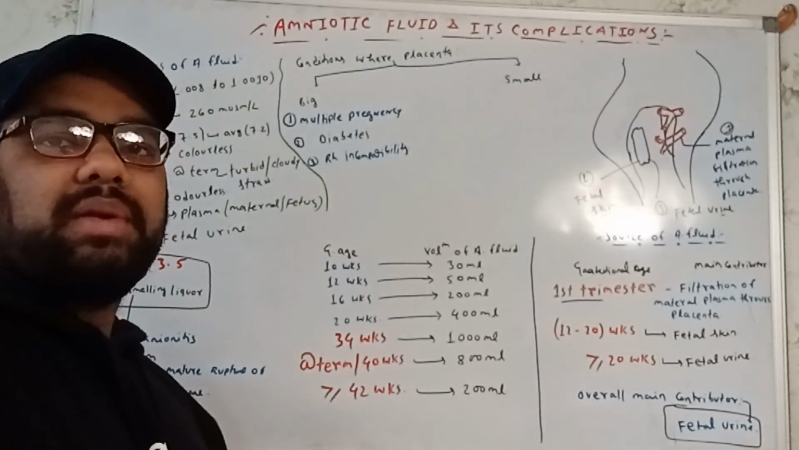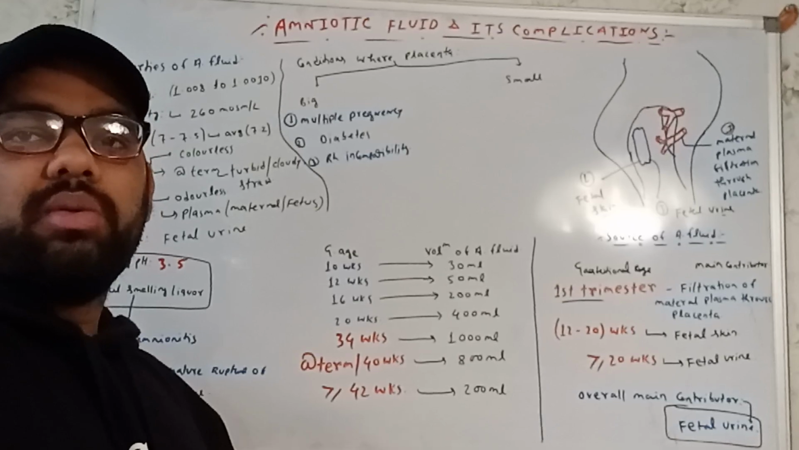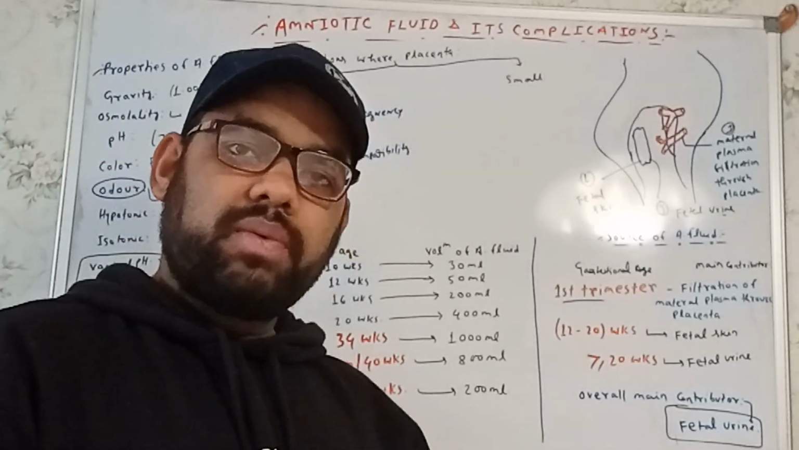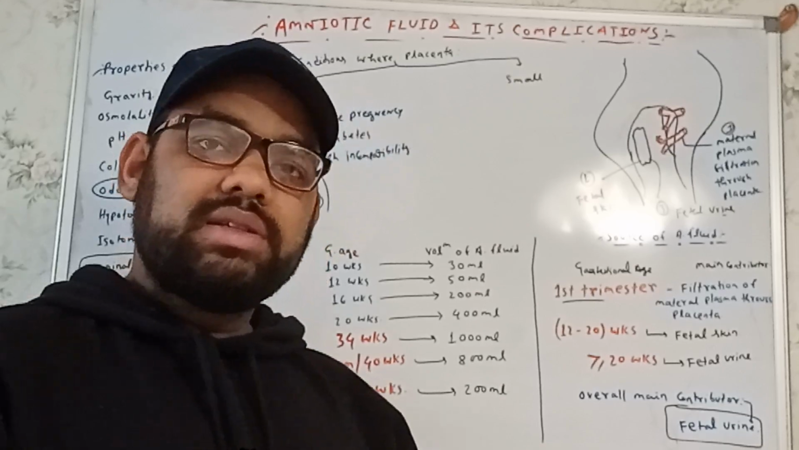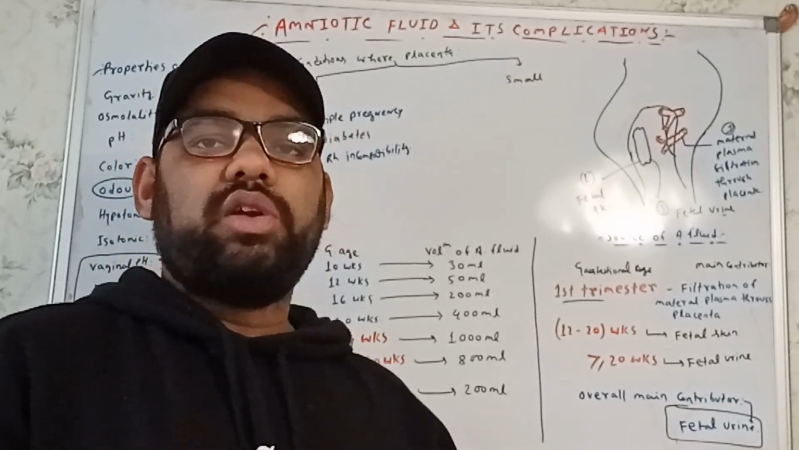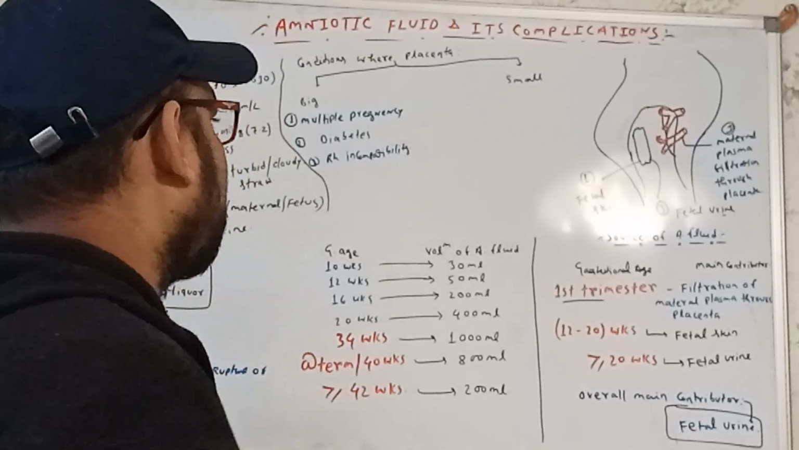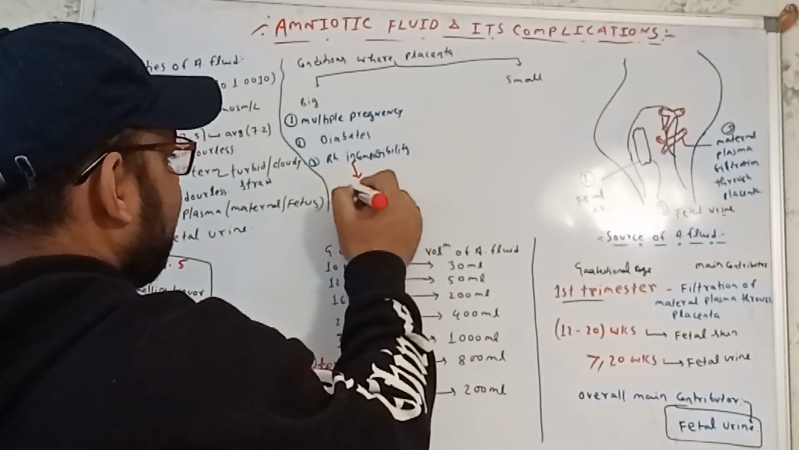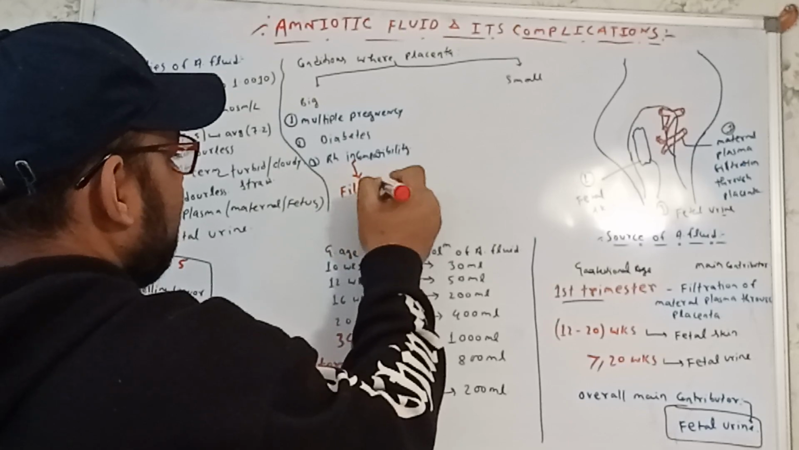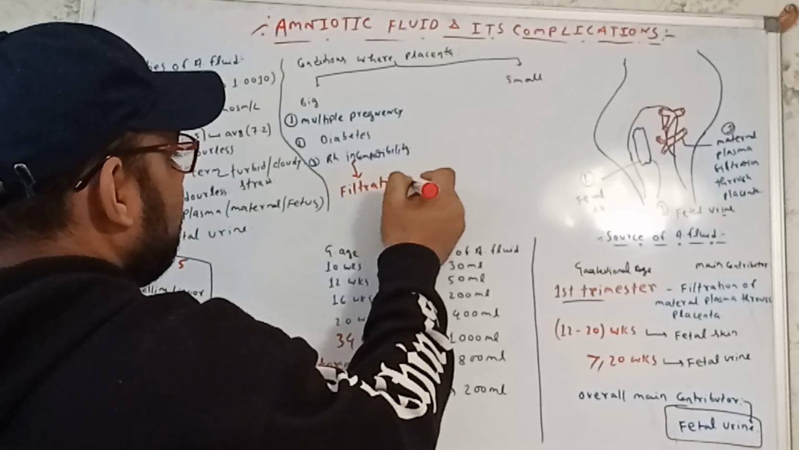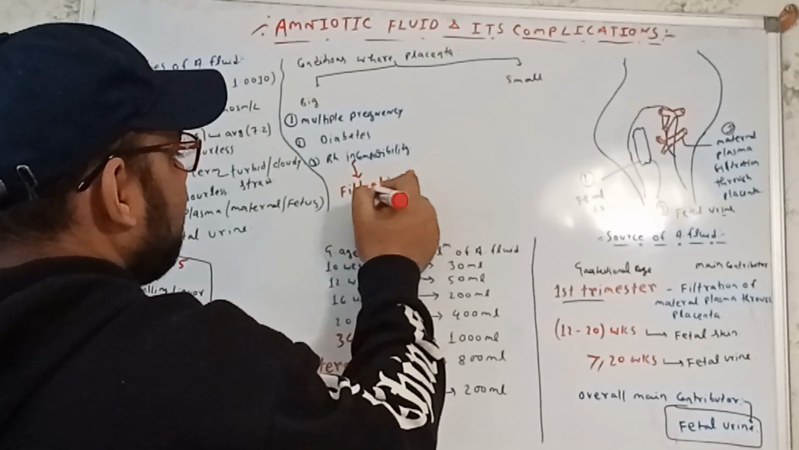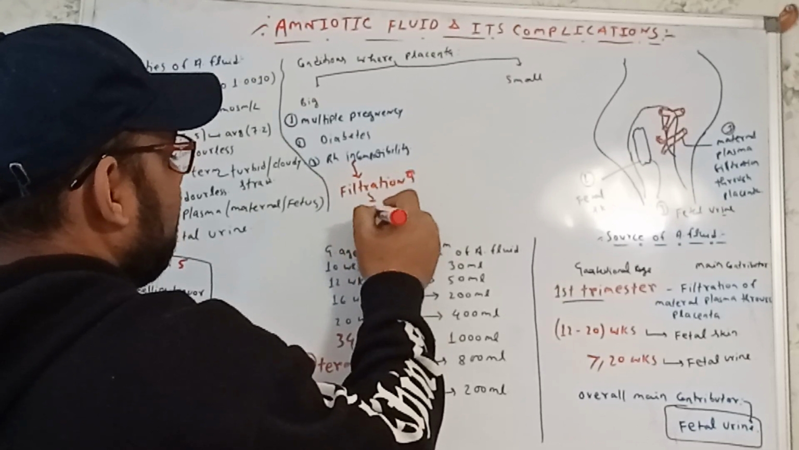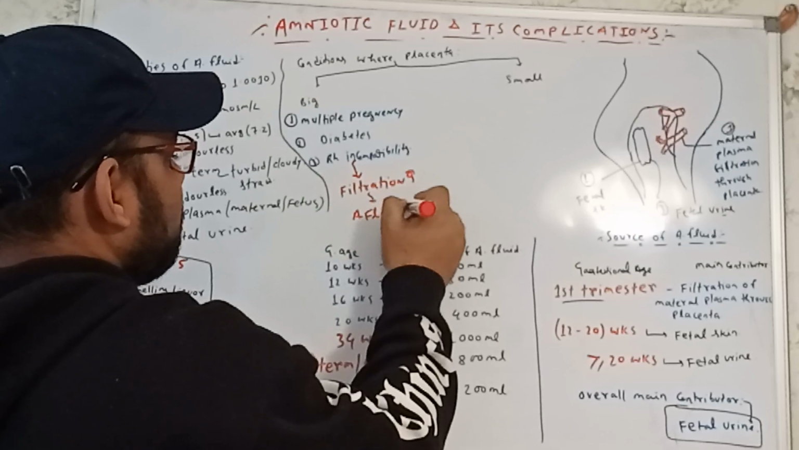So whenever the size of the placenta is large or big, what do we see in these cases? There will be more blood vessels, so more filtration. Now from more filtration, ultimately the amniotic fluid will be more. So from here we can write: the filtration will be more, and from here we can say that the amniotic fluid will also be more.